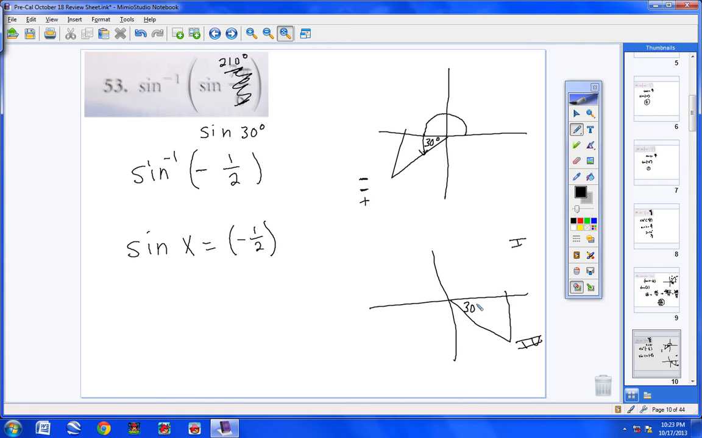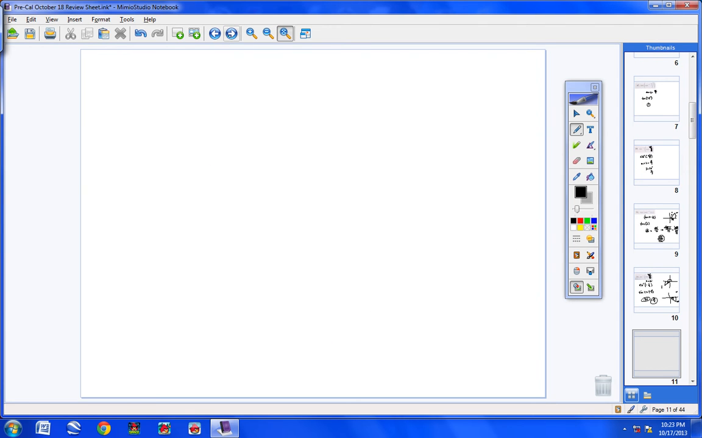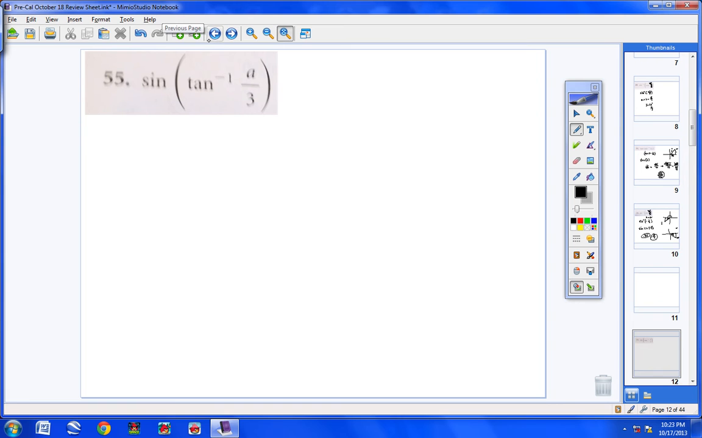The sine of 30 is 1/2. So if I rotate down and I say sine of negative 30, which is this angle here, you'll see the sine of negative 30 is negative 1/2. So the answer is negative 30 degrees, because the sine of negative 30 is negative 1/2. Or if you want radians, negative pi over 6. Okay, we're doing really well. Let's continue on. Number 55.